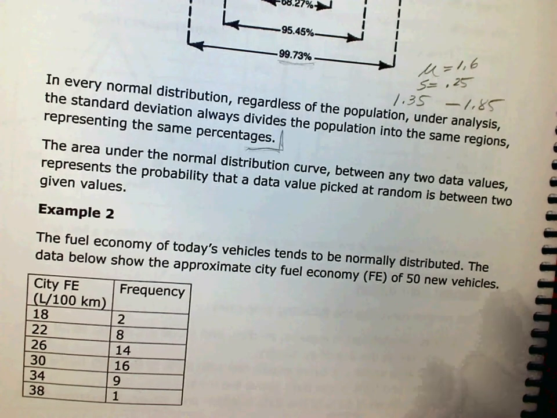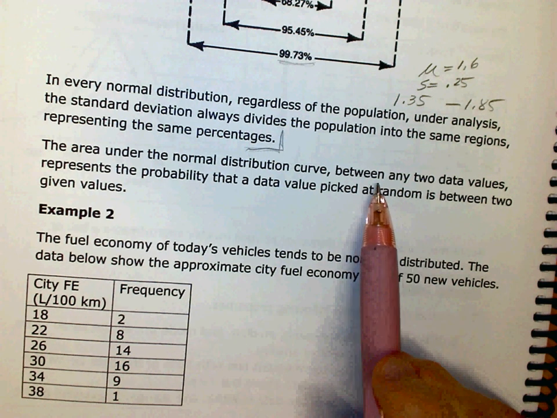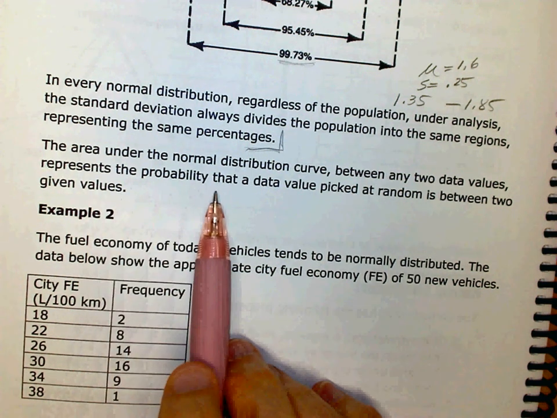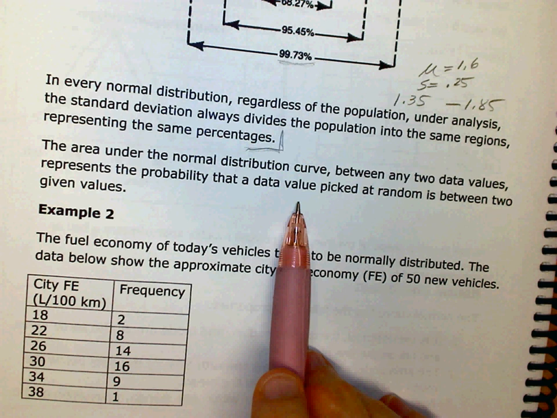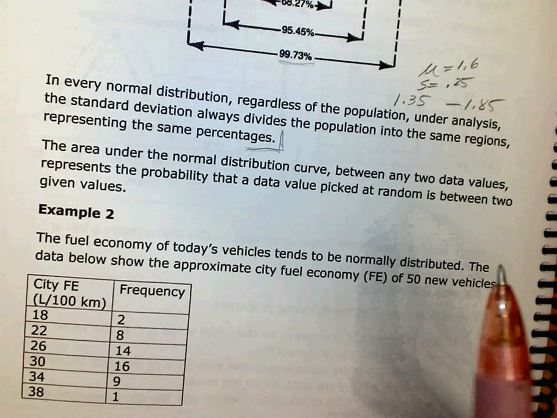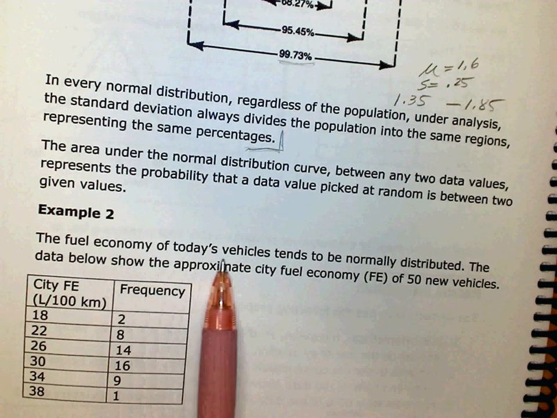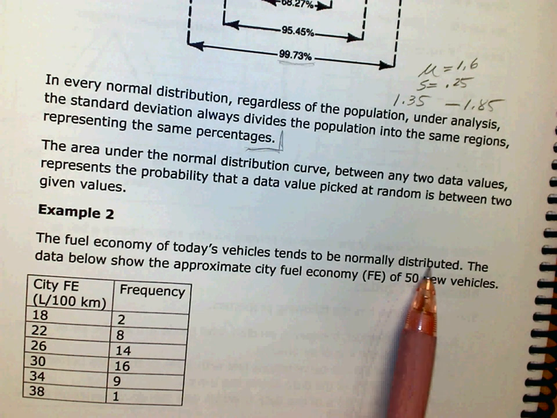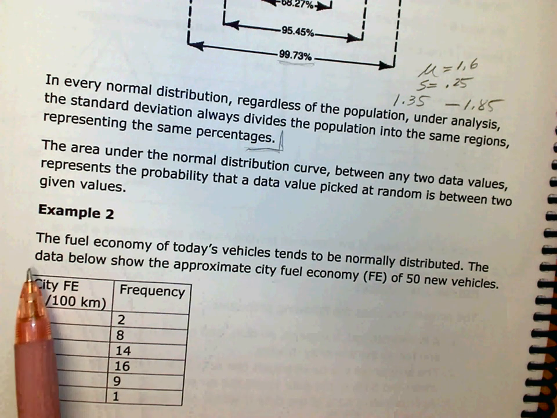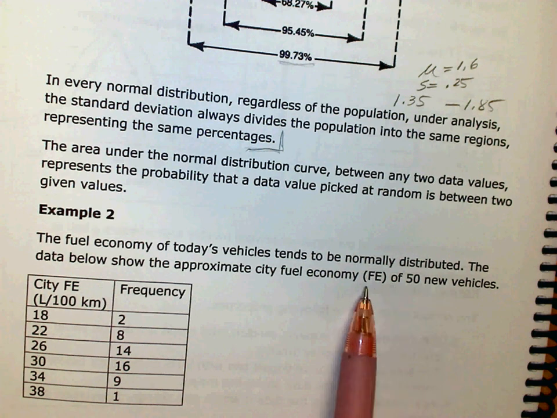The area under the normal distribution between any 2 data values represents the probability that a data value picked at random is between the 2 given values. Let's do an example. The fuel economy of today's vehicles tends to be normally distributed. The data below shows the approximate city fuel economy of 50 new vehicles.